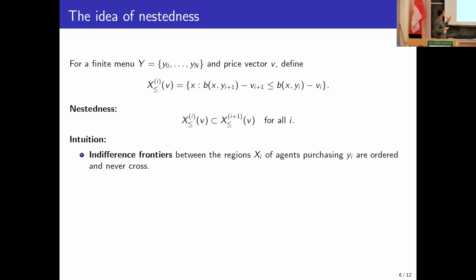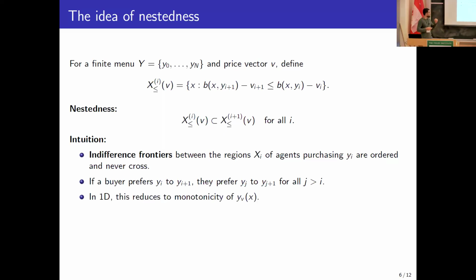What that will give us is that the regions xi of agents choosing products yi are going to be ordered, and the boundary between them will never intersect. And if a buyer prefers product yi over yi plus 1, that means they're going to prefer yj over yj plus 1 for all j greater than i. And in 1D, this reduces to monotonicity of YV.